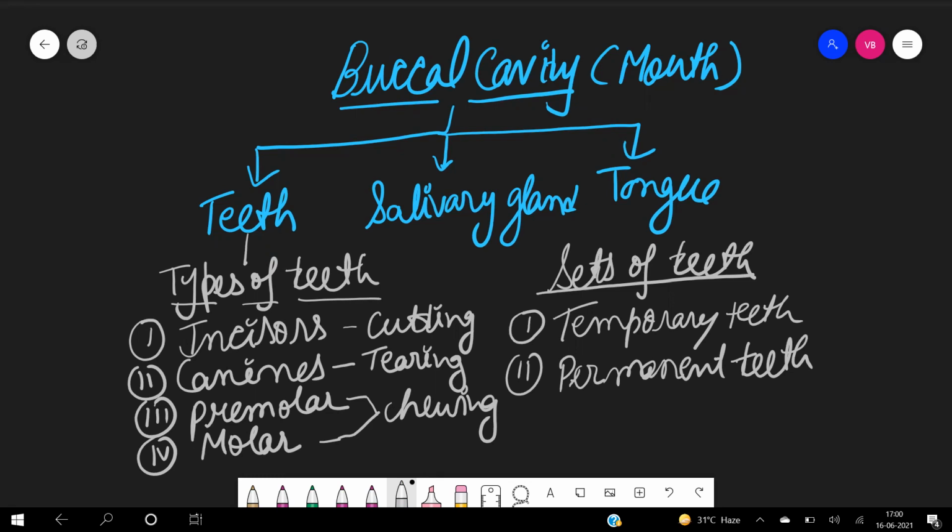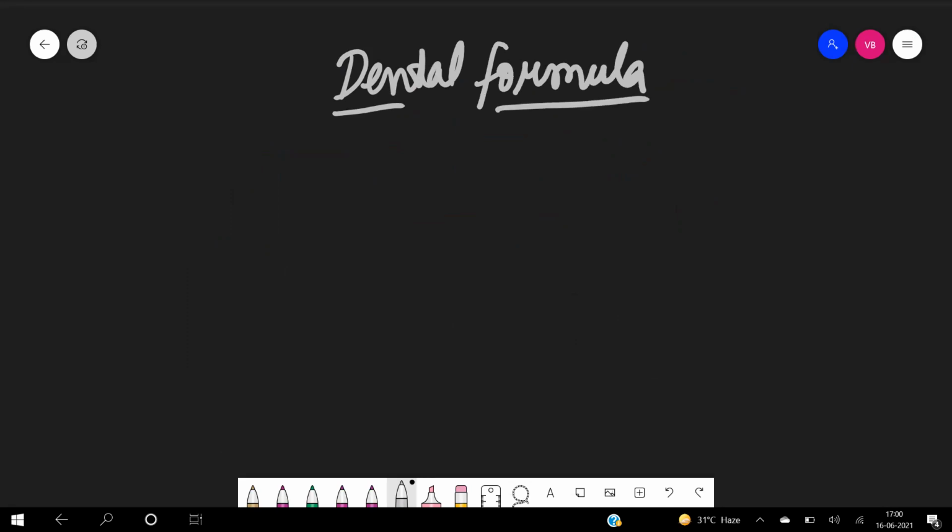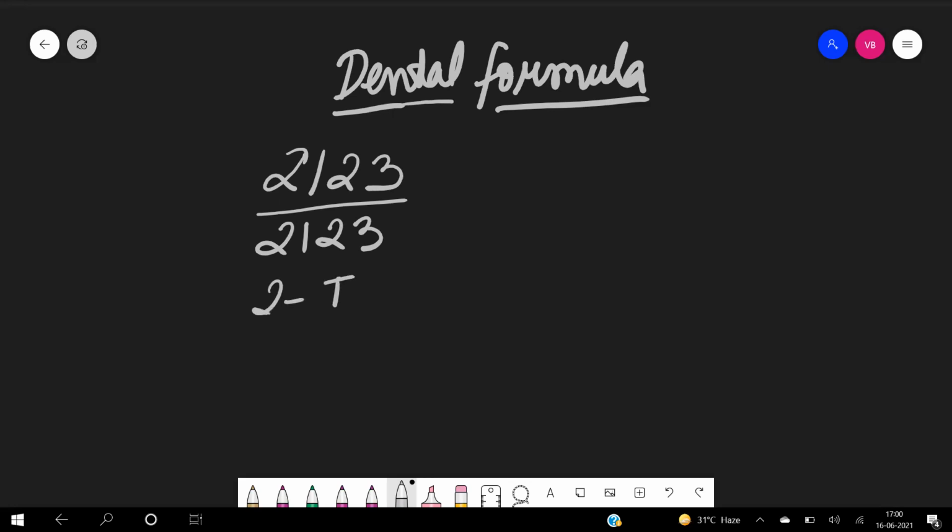Okay. Now, one more important thing for the teeth is, what is the dental formula? The dental formula is very important to know. The dental formula is 2, 1, 2, 3. So what does this number indicate? This number indicates 2 incisors.